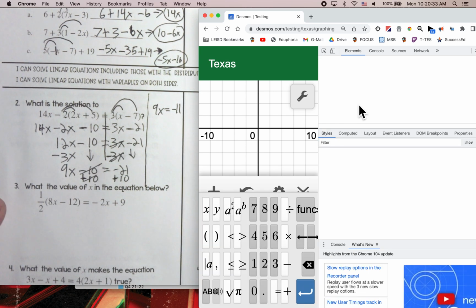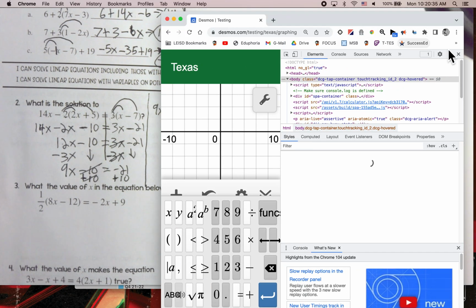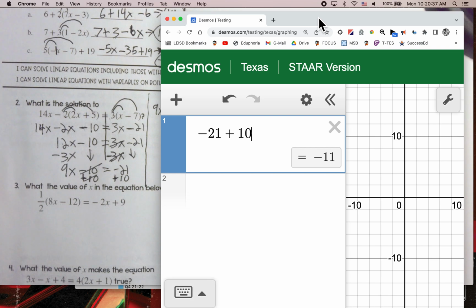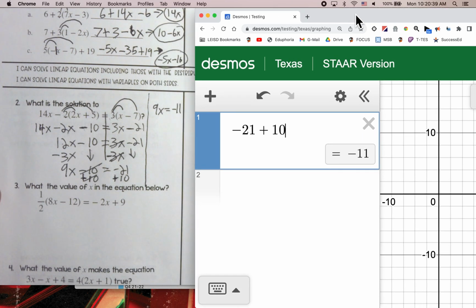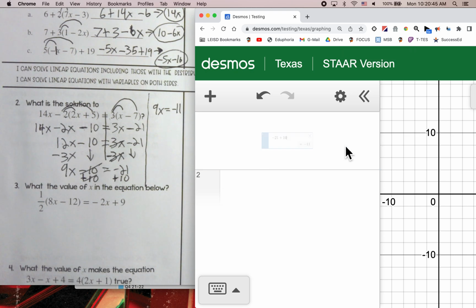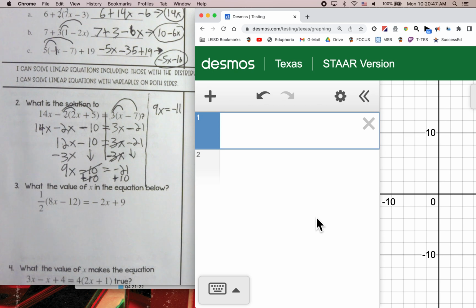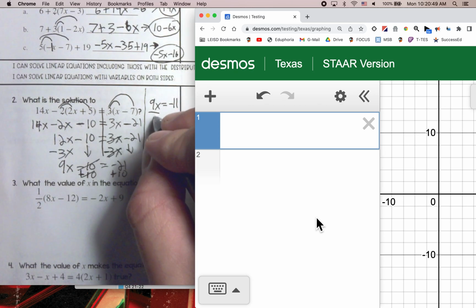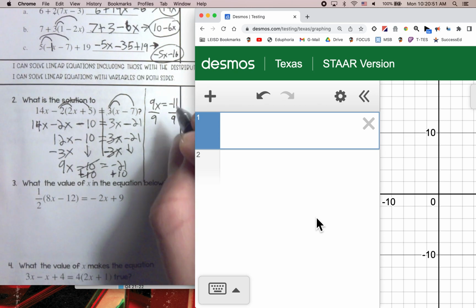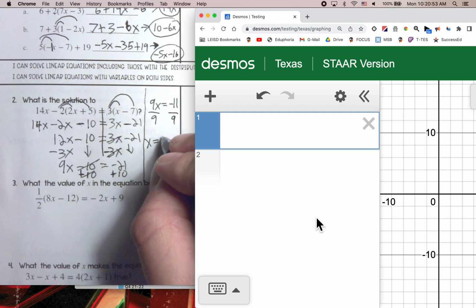Okay, oops, I hit the wrong button. And then after I bring on that negative 11, then finally, the last step I need to do is I want to get rid of the coefficient of x. And that's almost always going to be division. And in this case, it is. It's going to be division, so I'm going to divide both sides by 9. And I get x equals negative 11 over 9.